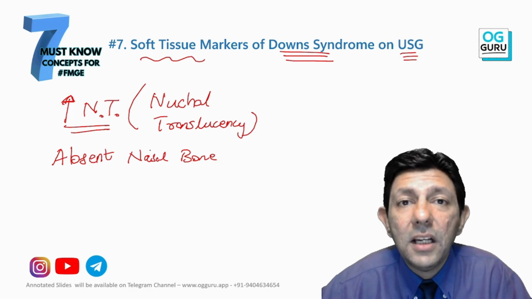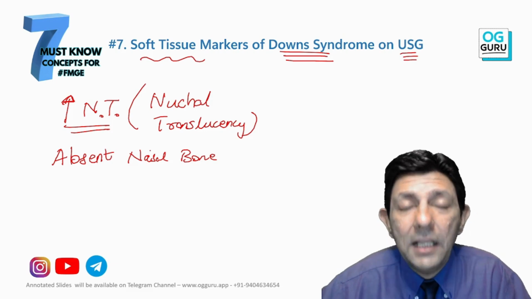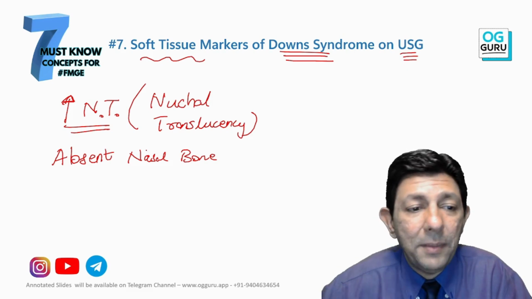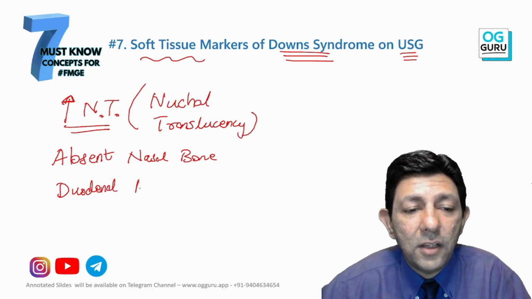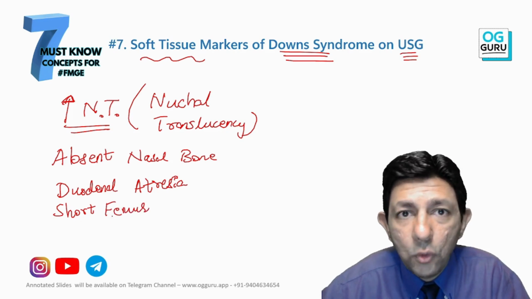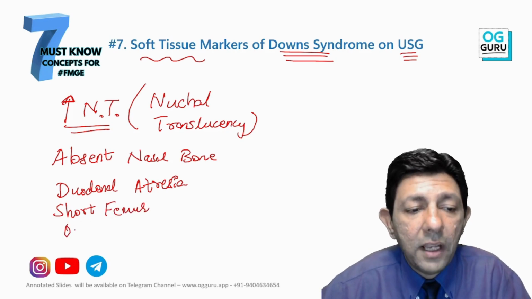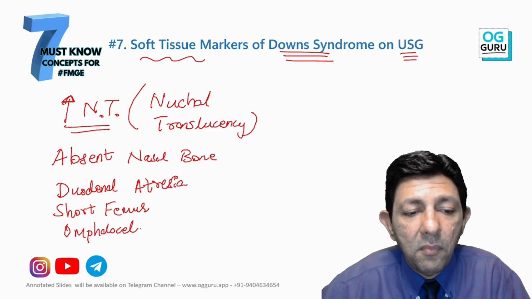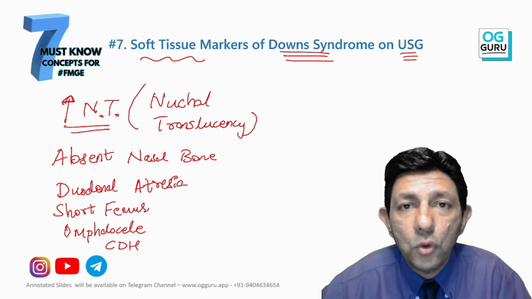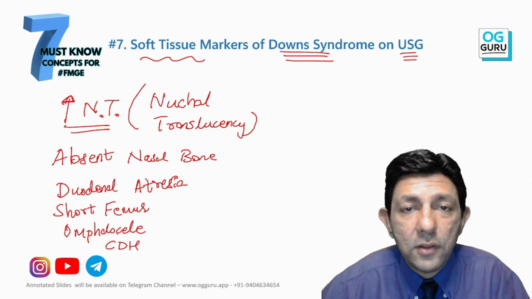Omphalocele, congenital diaphragmatic hernia, sometimes even single umbilical artery, and very, very important, please keep in mind, duodenal atresia. Okay, so duodenal atresia, your double bubble sign. Okay, short femur, short humerus. Okay, the long bones, short femur, short humerus. Okay, omphalocele, congenital diaphragmatic hernia. So all these are important soft tissue markers for Down syndrome on ultrasonography.